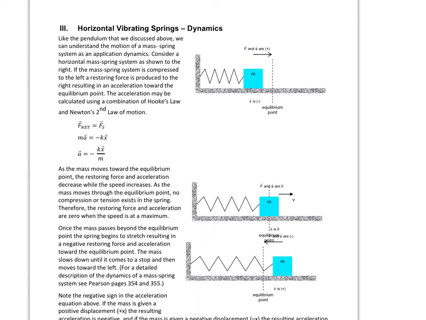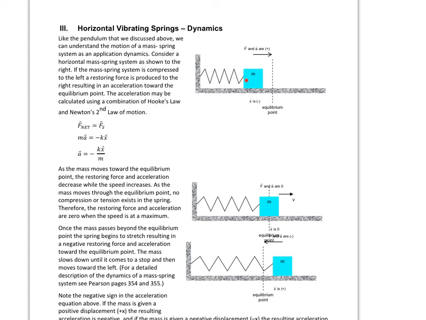All right, so we looked at pendulums. Let's look at springs. So like a pendulum that we discussed above, we can understand the motion of a mass spring system as an application of dynamics, so forces. Consider a horizontal mass spring system as shown to the right. If the mass spring system is compressed to the left, a restoring force is produced to the right to result in acceleration towards this equilibrium point. The acceleration may be calculated using a combination of Hooke's law.